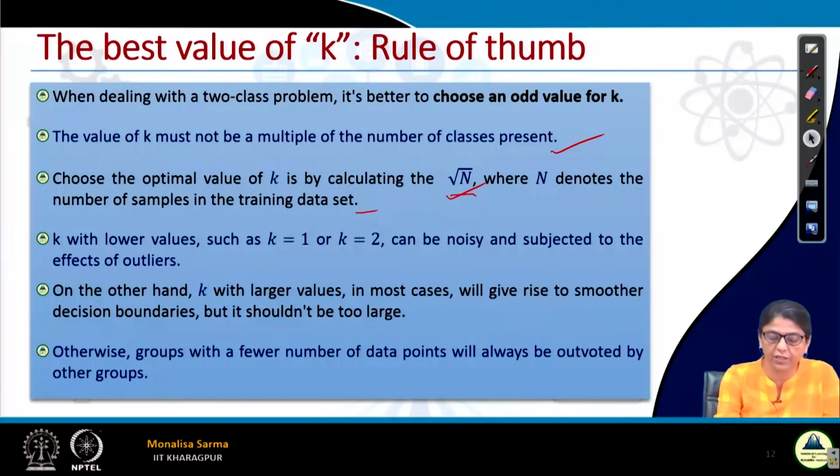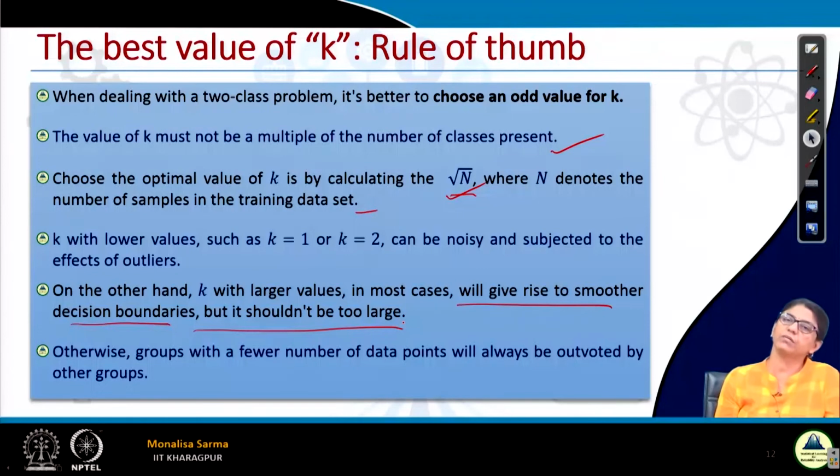On the other hand, k with larger values in most cases will give rise to a smoother decision boundary, but it should not be too large as well. If you take a k value too large, the whole training data size, then there will be lots of calculation, because calculating Euclidean distance for each and every point will be very computationally intensive. So it should not be very large either, but a large value of k is advisable. It gives a smoother decision boundary. Otherwise, groups with fewer data points will always be outvoted by other groups.